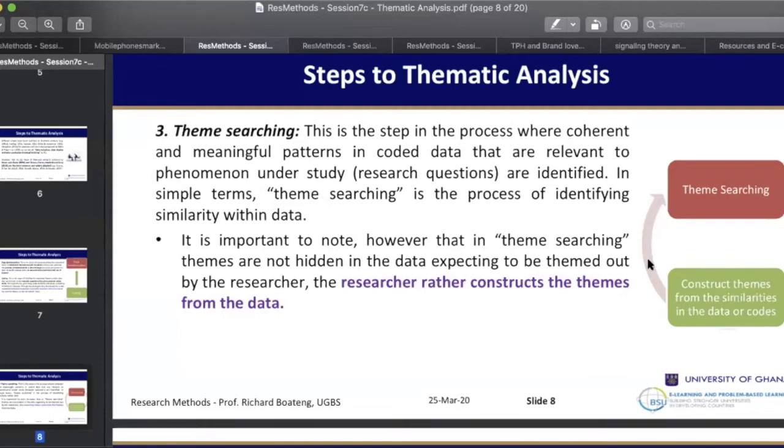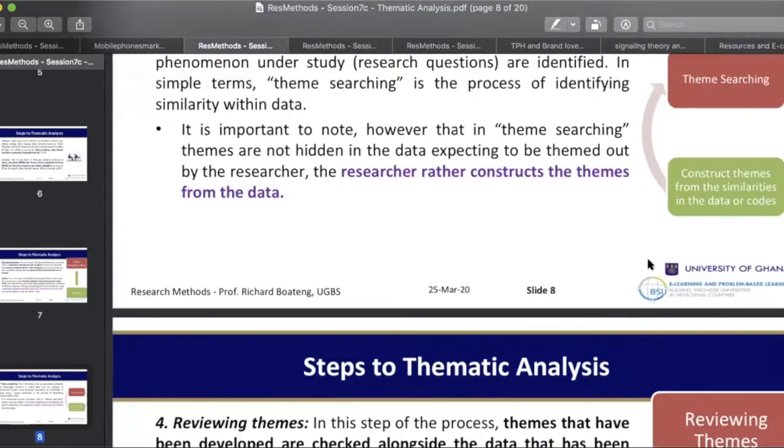In simple terms, theme searching is the process of identifying similarity within the data. So am I seeing things? I put labels there. Can I see similarities between them? It is important to know that in theme searching, themes are not hidden in the data, expecting to be teased out by the researcher. The researcher rather constructs the themes from the data. Okay, so you have done your labels, you have done your coding. So now what themes can you see in the codes?